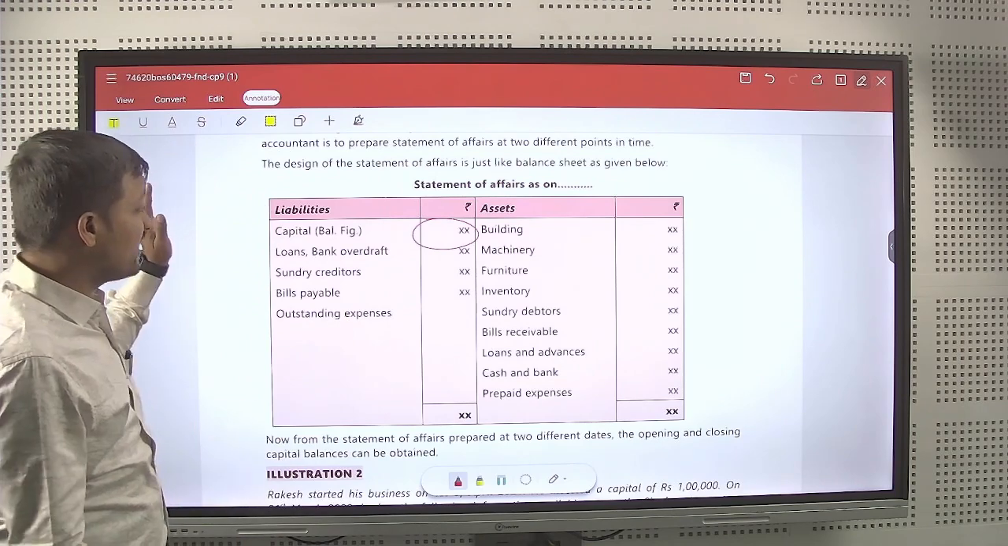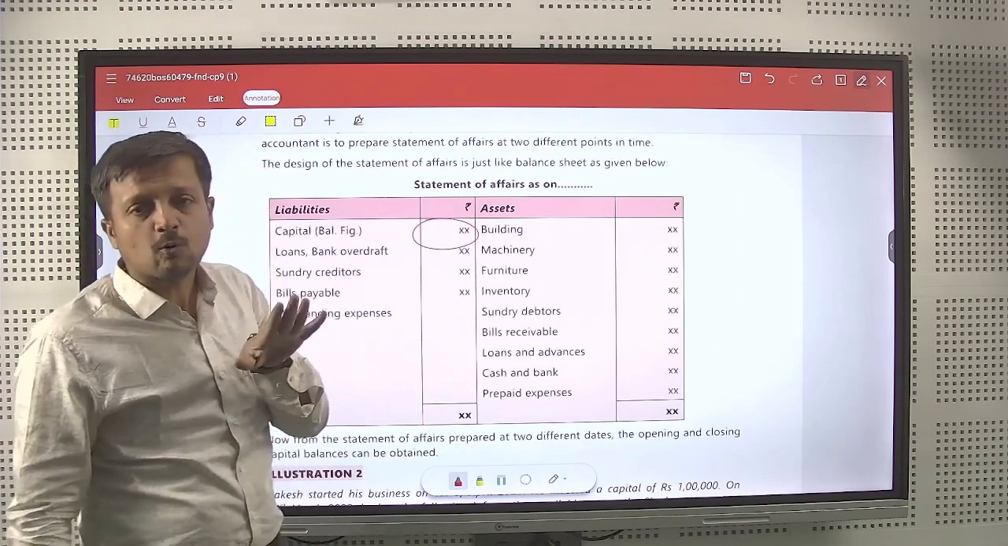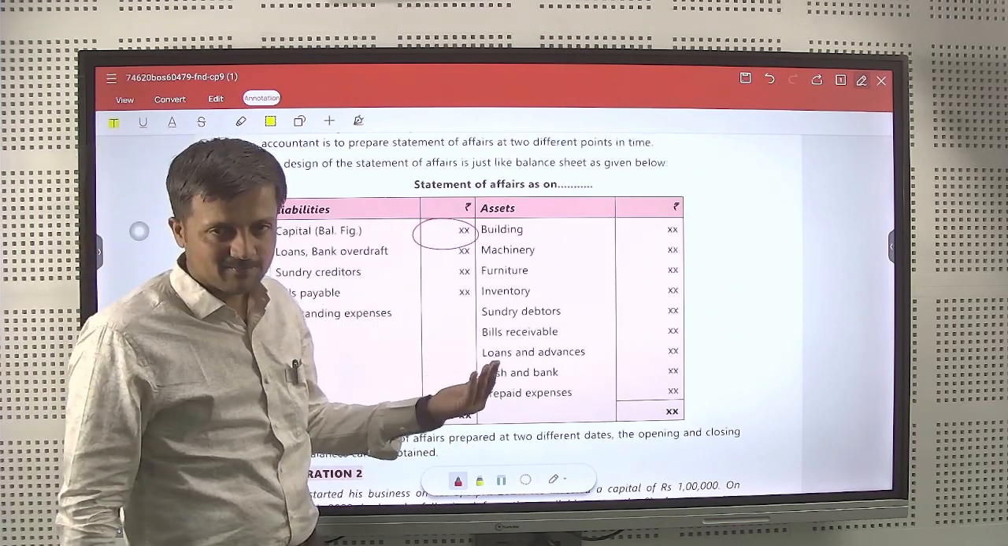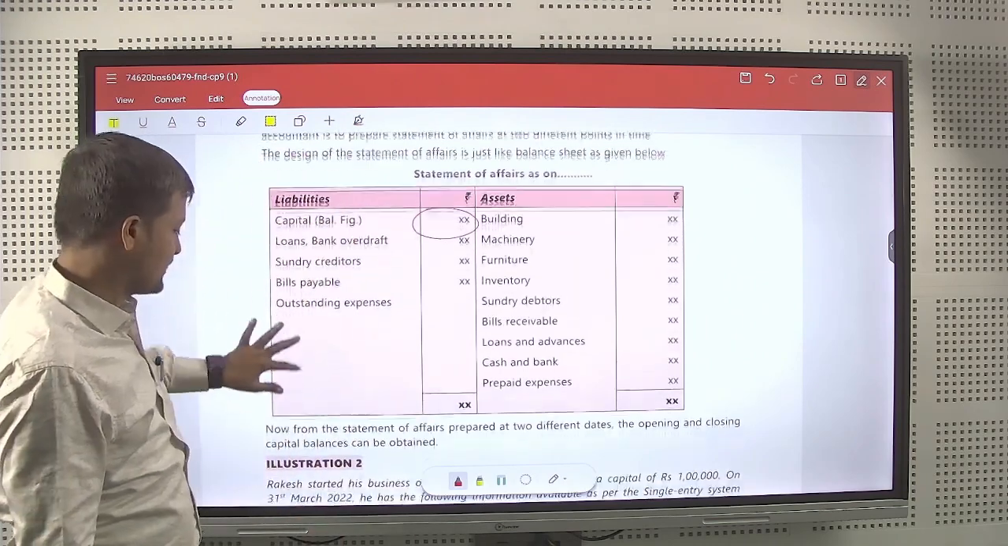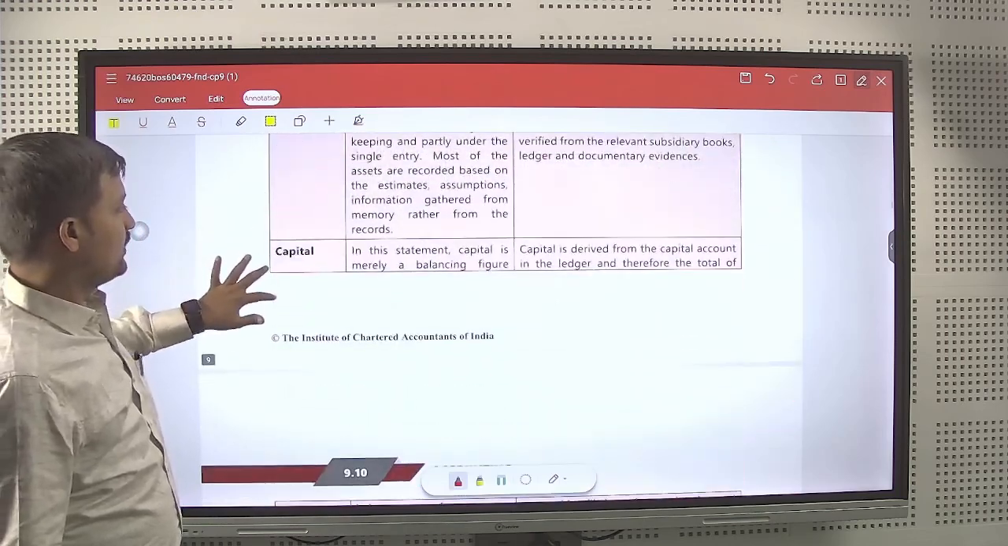Because when we write balancing figure, what does this mean? This is not provided in the question, we have ascertained it. Okay, so next. There is an illustration too, you can go through that.